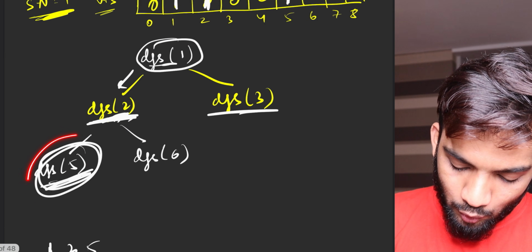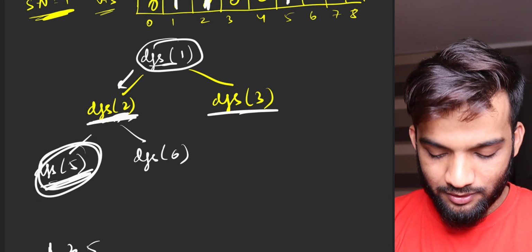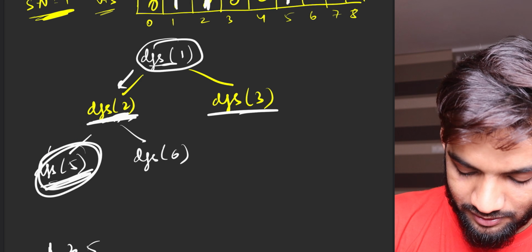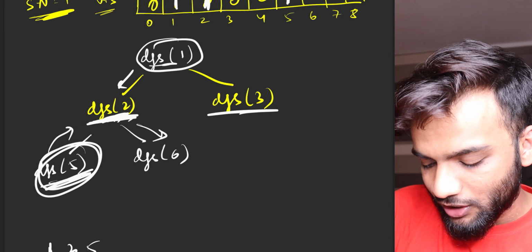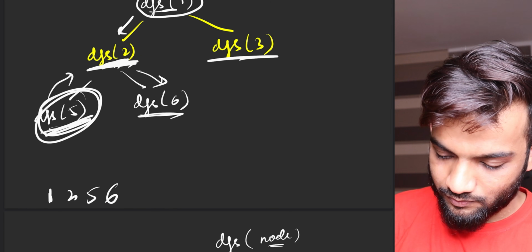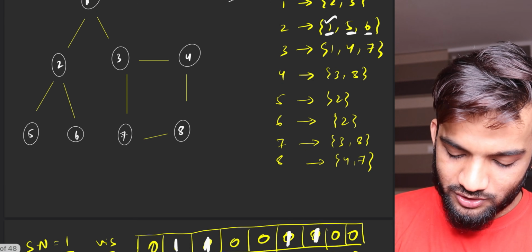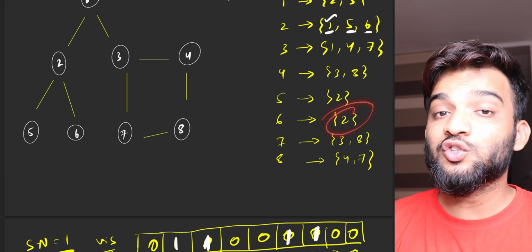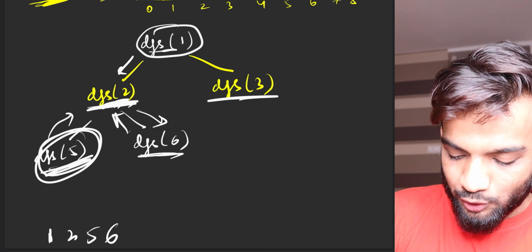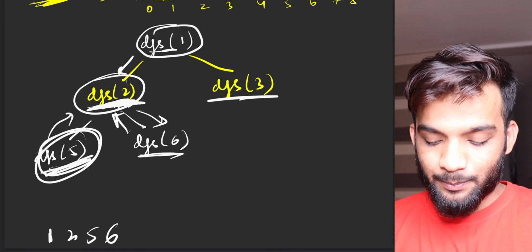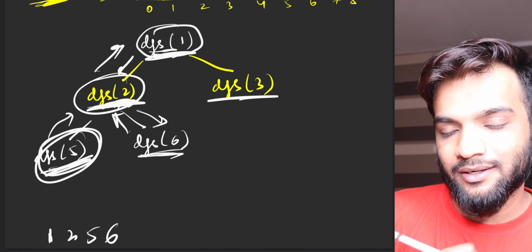So 5 will say there are no further calls. There are no neighbors, so I don't call anyone. So I will come back. I came back, right? Now DFS of 2 goes to DFS of 6. 6 says, do I have neighbors? I do, 2, which is already visited. No further calls. Comes back. Now 2 says, do I have any other neighbors apart from 5 and 6? No. I go back to 1.